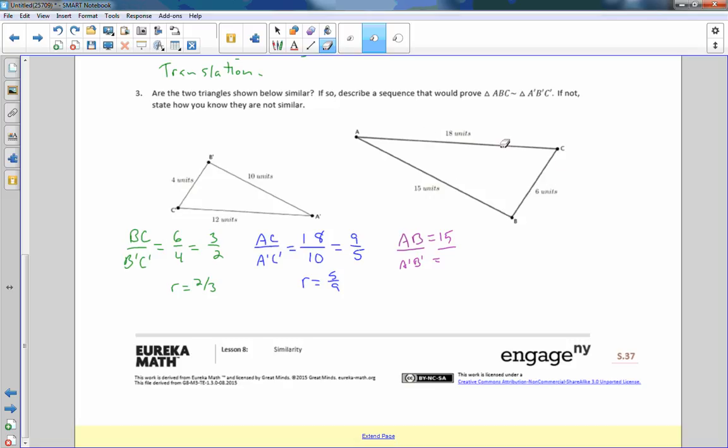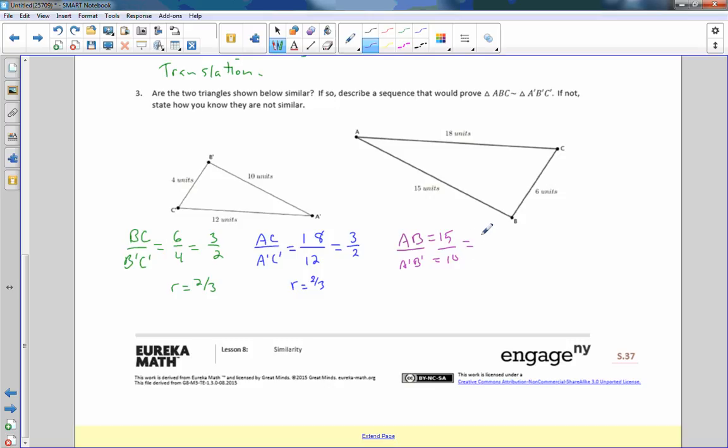So AC 18, A prime C prime 12. Let's fix this. This should be a 12. And 6 will go into 18 3 times. 6 will go into 12 2 times. So R does equal 2/3 here. Okay, fix that one. And now 15 AB goes to A prime B prime, which is 10.